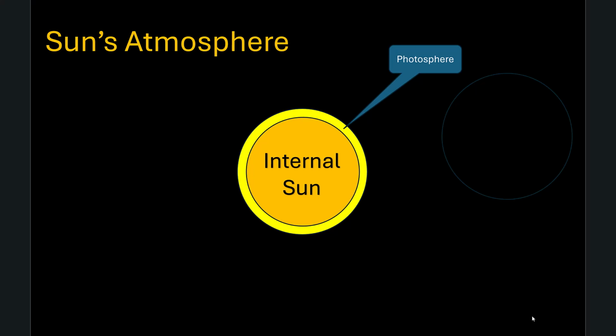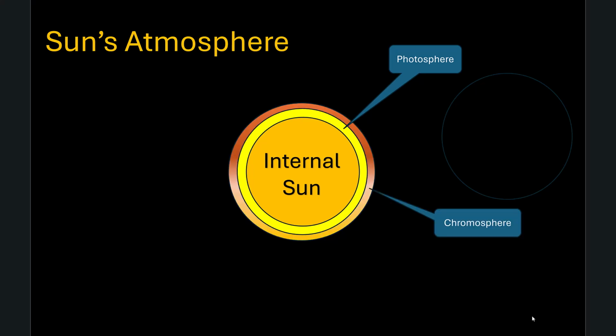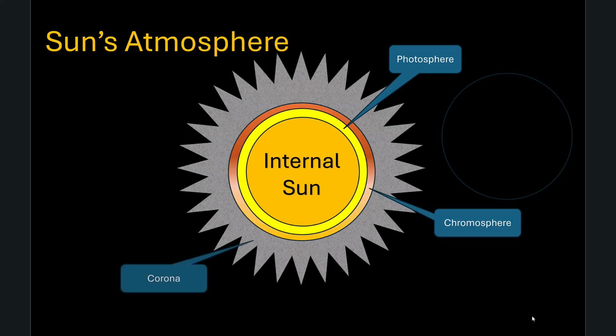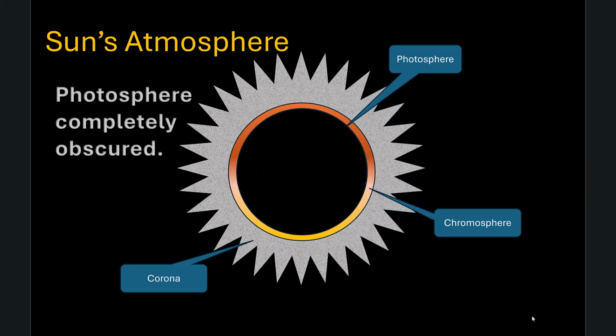So that is outside of the moon during a total eclipse. You can see what is in the chromosphere, and then outside of that is what is referred to as the corona. So as the moon covers the sun, the photosphere is completely obscured. You cannot see anything in regards to the photosphere, which is the reason why in the actual moments of the total eclipse you can take your eclipse glasses off safely and observe the eclipse.